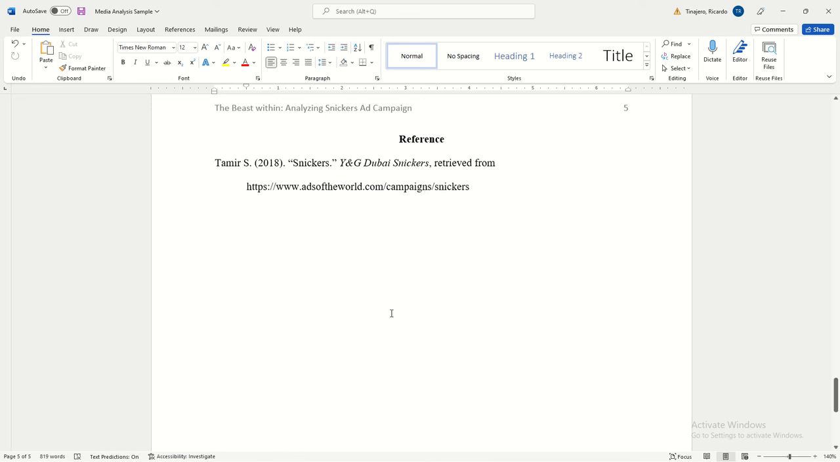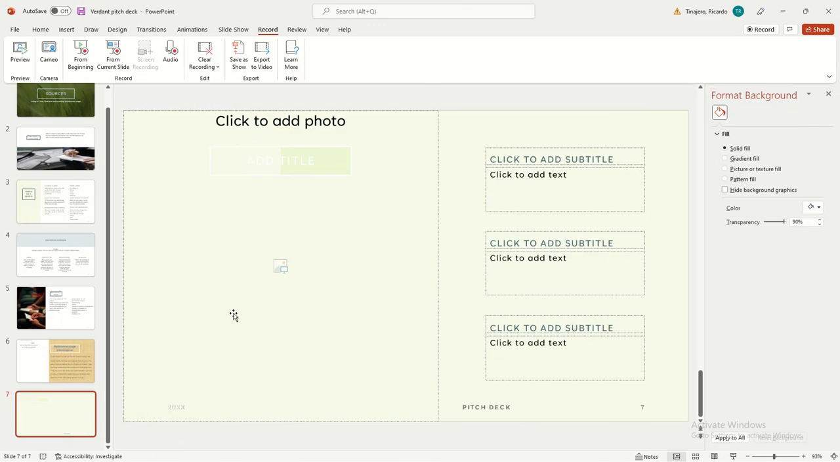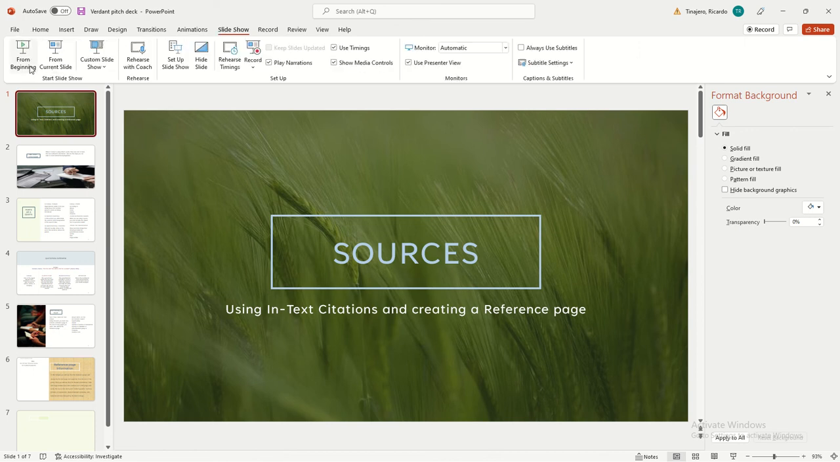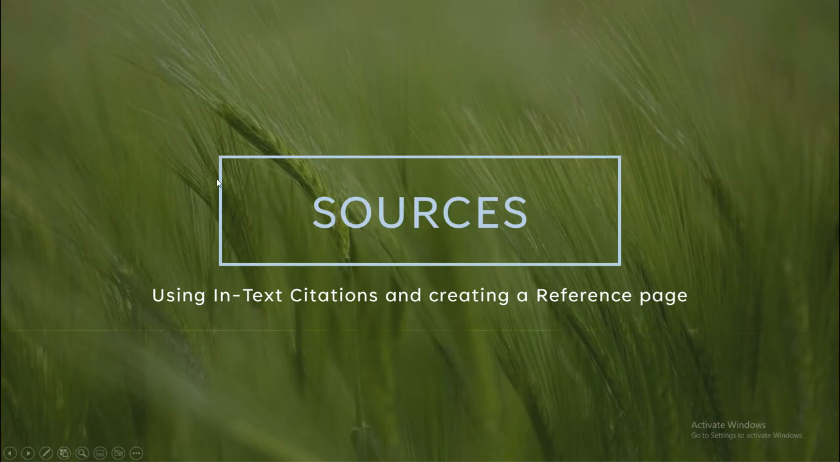Okay, so let's take a look at the PowerPoint. Okay, so let's go to here. Of course, we're going to be covering in-text citation and the use of the reference page specifically in this one.